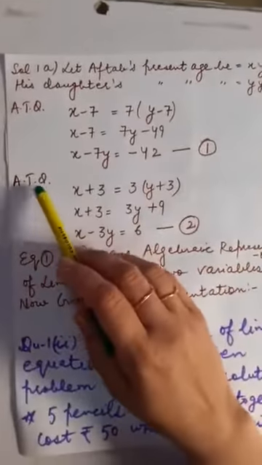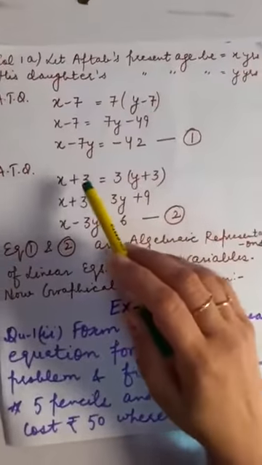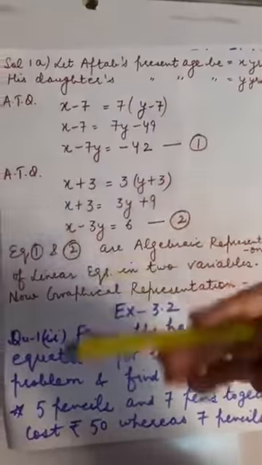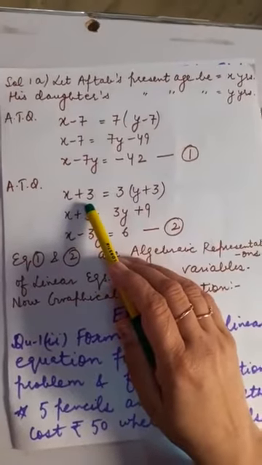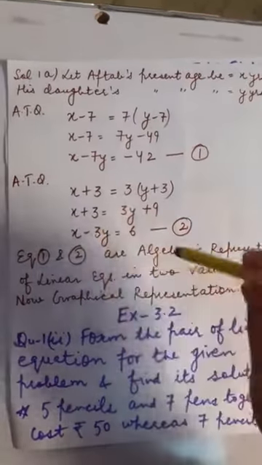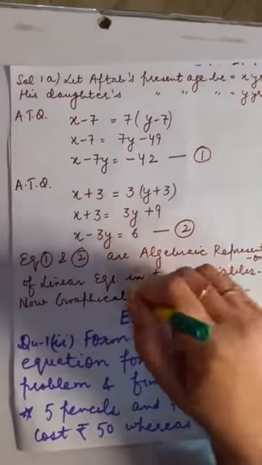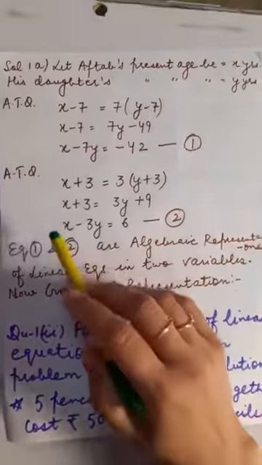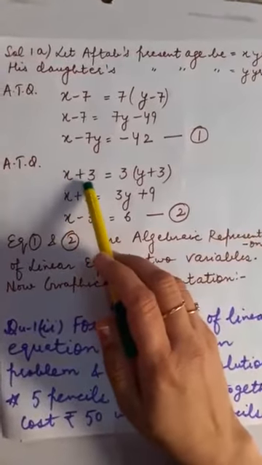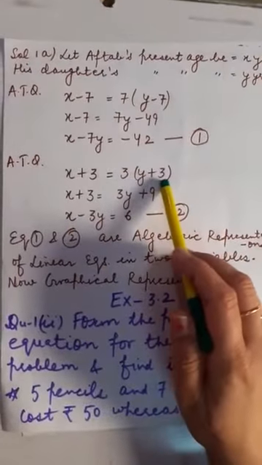Now, according to the question, we are dealing with the second situation: 3 years later. So, can anybody tell me what will be the age of Aftab after 3 years? If I am X years old right now, definitely my age after 3 years will be X plus 3. In the same manner, Aftab's age is X plus 3 and his daughter's age will be Y plus 3.